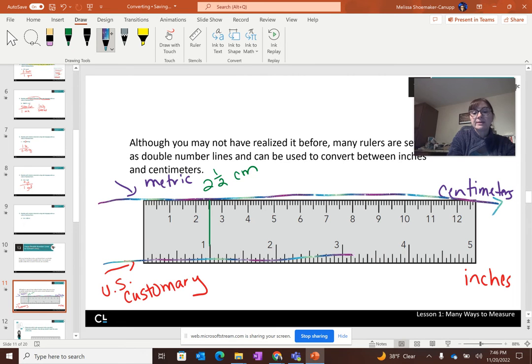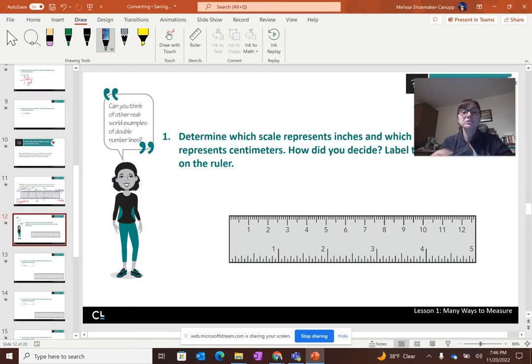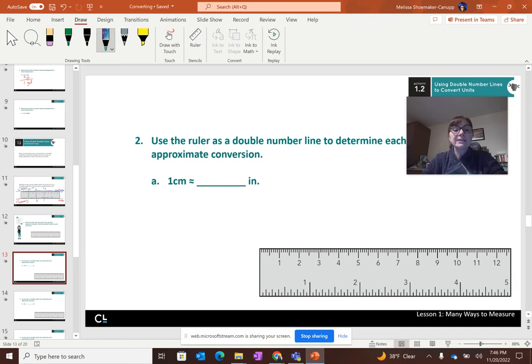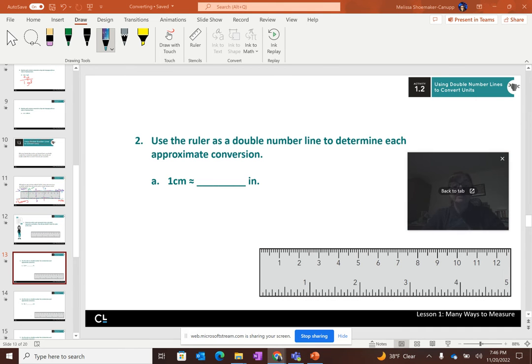Okay, reminds me of a double number line, because I would have this double number line, and there's a relationship when I draw a line across. 1 inch is 2.5 centimeters. 2 inches would be roughly 5 centimeters. 3 would be about 7.5. So it looks very much like our double number line. Okay, let's see. Label the scales on a ruler. We're probably going to skip that, but we can use this like I just did to draw my lines.